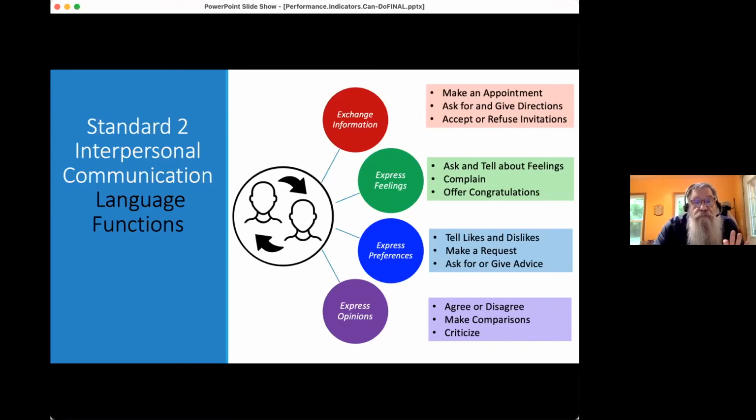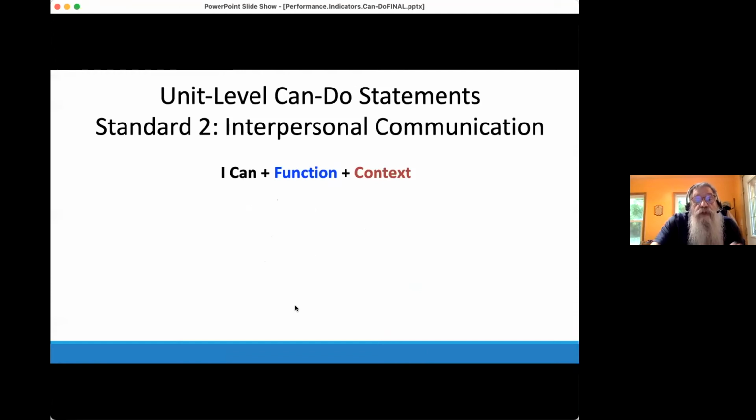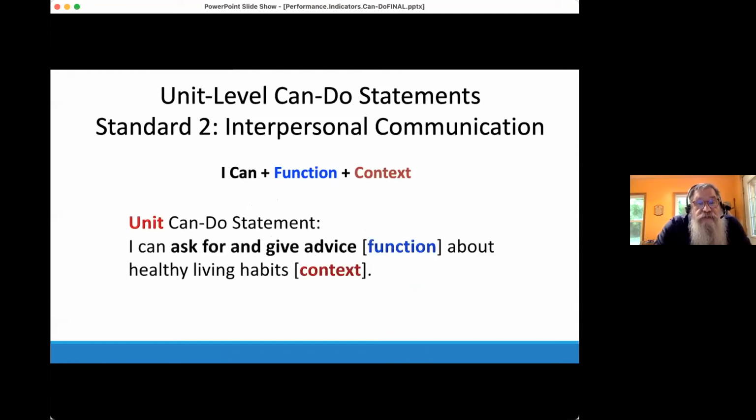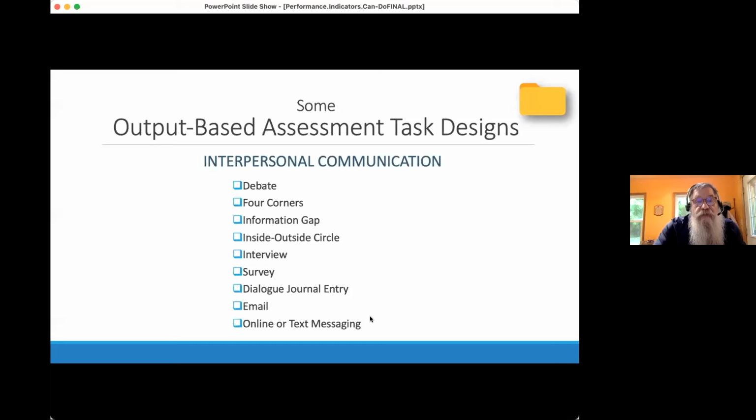Okay. So you see that in the unit level, again, function and context, unit CanDo statement: I can ask for and give advice. There's our language function, about healthy living habits. So that's going to be our context. That's the theme about which we're communicating. How will it manifest itself in task-based CanDo statements then? Well, we can engage students in a variety of tasks to show their interpersonal skills: a debate, a 4 corners activity, info gap activities, inside-outside circle, interview, survey, dialogue and journal entry, online simulated text messaging. These are ways we can show interpersonal communication among our learners.